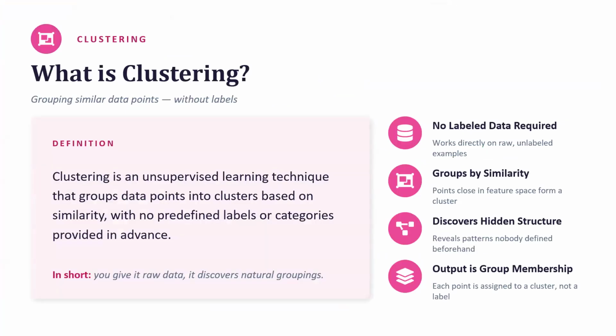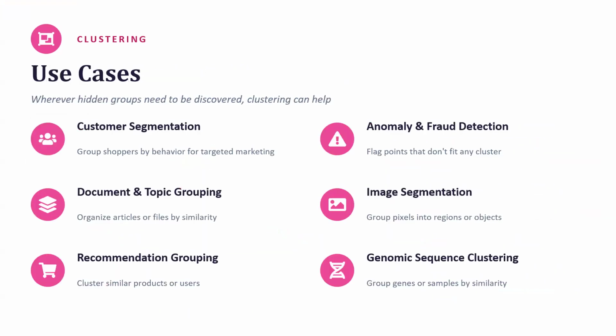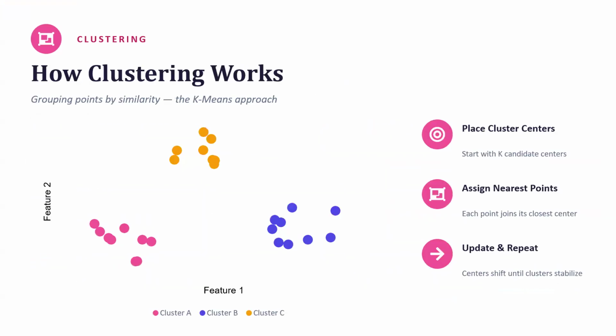Now clustering, what do we need to do? In clustering, you give the raw data and it discovers the natural grouping. Clustering is an unsupervised learning technique that groups the data into clusters. You can see, right? Grouping the points by similarity.